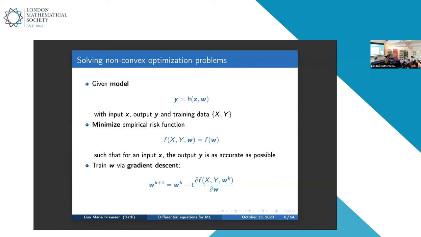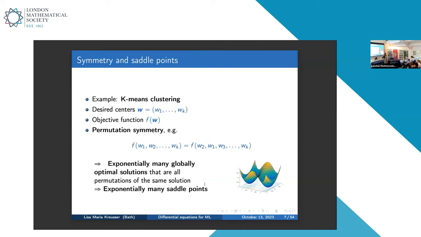Just as an example, these types of problems occur, for instance, in the context of k-means clustering. What is important to note is that if we have a couple of given centers, like for instance centers W1 to WK, then we have some permutation symmetry. So our function f, evaluated at those centers W1 to WK, takes the same value as if we change W2 and W1 in our representation. And this means that just automatically by these permutations, we get a very large number of local minimizers. And since local minimizers are always connected via saddle points, this also means that we get an extremely large number of saddle points.